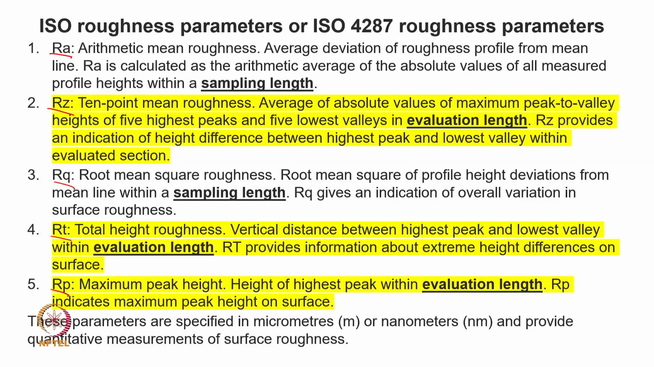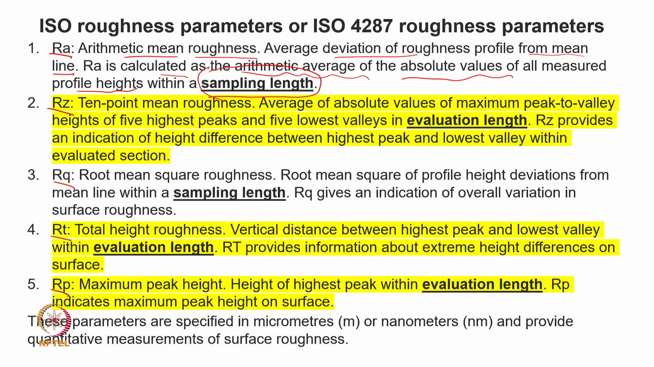The RA value and RQ value were demonstrated in a figurative manner in the previous slide. However, we are trying to repeat it here. We say it is the arithmetic mean roughness, the average deviation of the surface roughness profile from a mean line. RA is calculated as the arithmetic average of the absolute values, that is what we showed with the absolute sign, the absolute value of all the measured profile heights. Now, an interesting point, this is done on the sampling length.